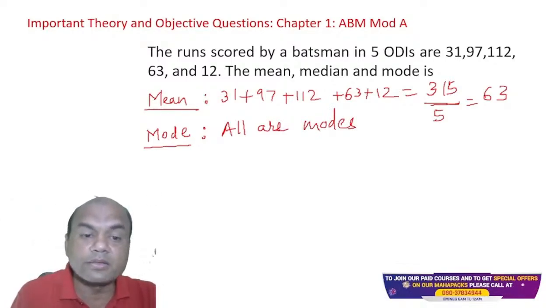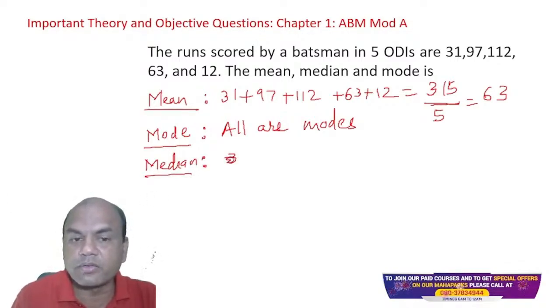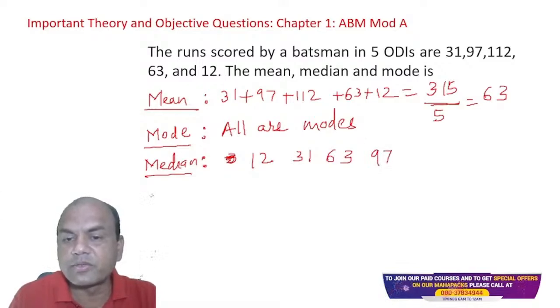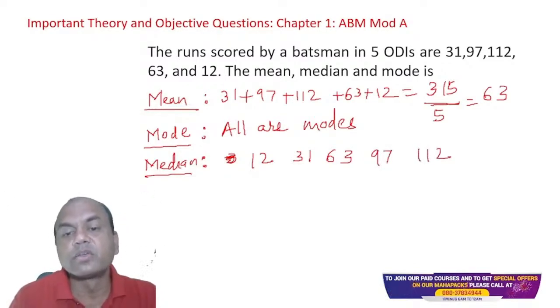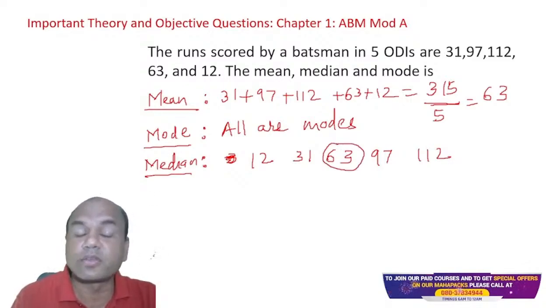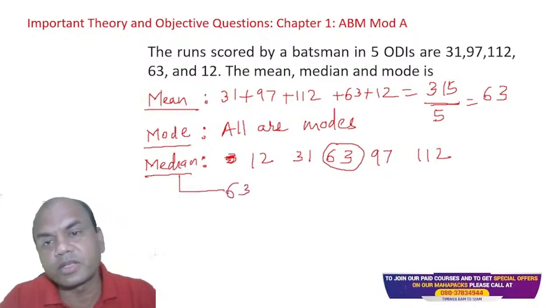Now median. How to find out the median? What did I say about the median? First arrange from the lowest to the highest. So arrange them. Lowest is 12. Then 31. Then after that 63. After that 97. And the last one is 112. So arranged. Whatever is arranged, find the central number. Which is the central number? 63. So 63 is my median. Median equals 63.